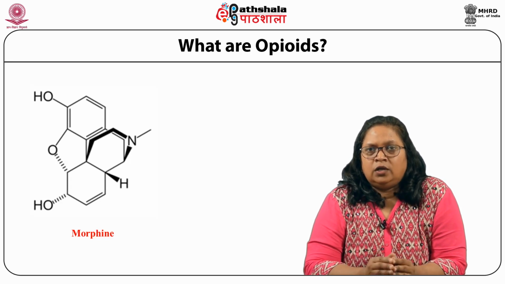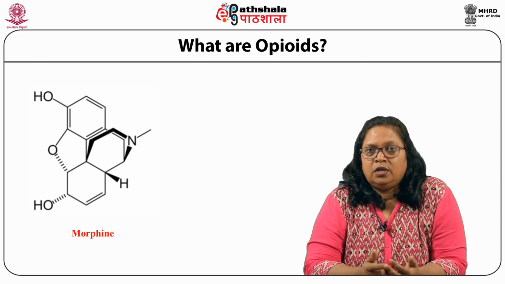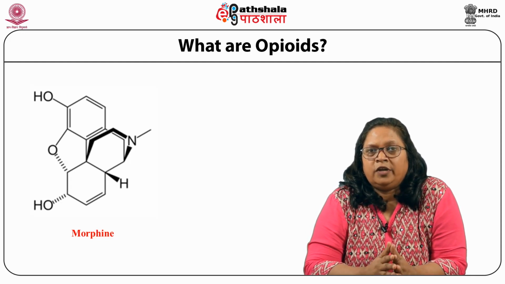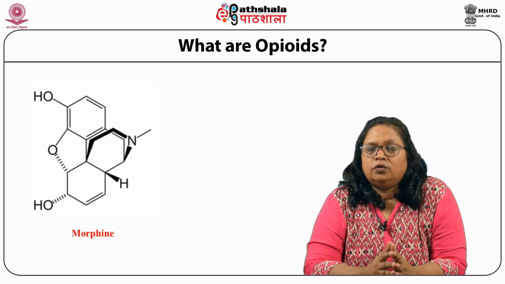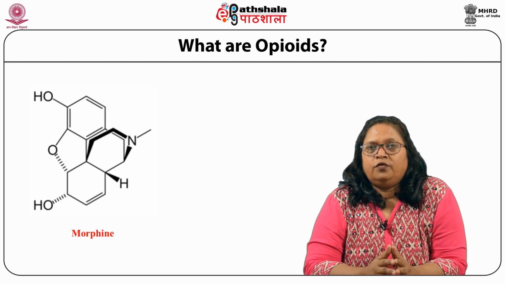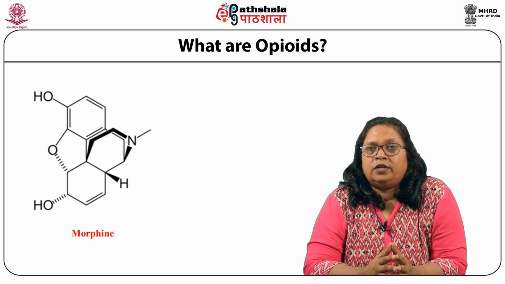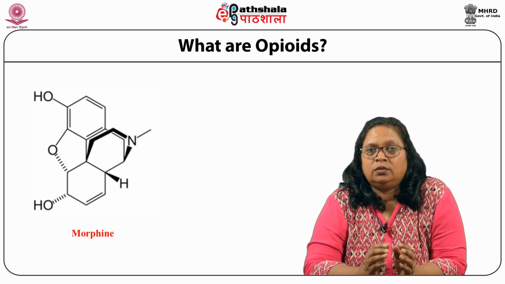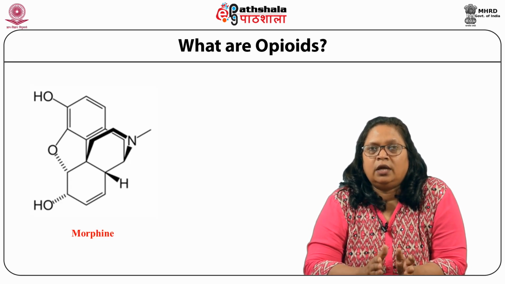These opioids are primarily used for their analgesic effect, but sometimes they are also used as a cough suppressant because they have cough suppressant properties. They are also most often referred to as narcotics. You might have heard of the term narcotics. Narcotics are nothing but opioid peptides or opioid molecules.